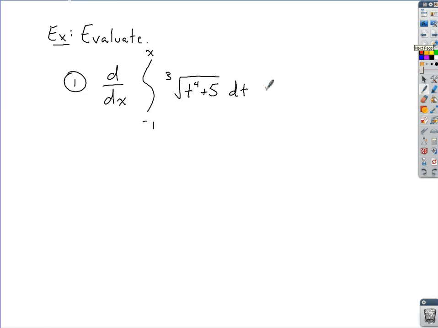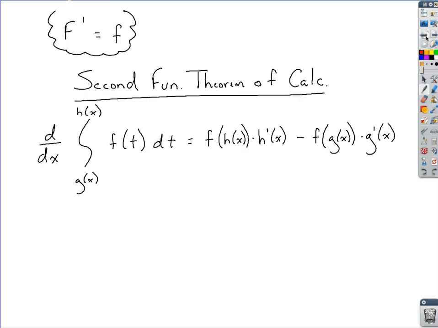So, if I set this up, I'm going to take my top function, which is x. I'm going to plug it into my function here for the variable t. If I do that, I get the cube root of t becomes that x, so x to the fourth, plus 5. That's the plug-in portion.